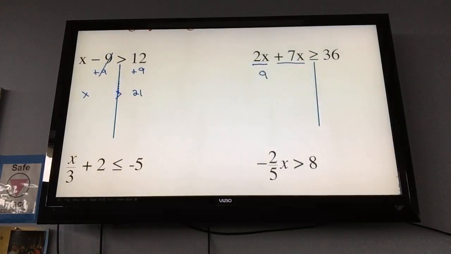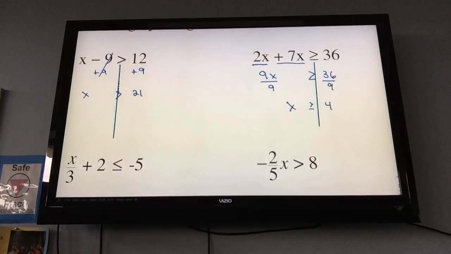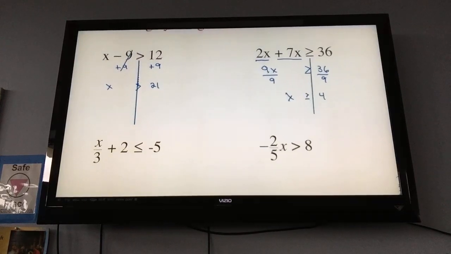2 plus 7, please use a calculator if you are unsure of your adding and subtracting abilities. They're on the same side, just as you read it is how you type it into a calculator. Divide by 9, and x is greater than or equal to 4. So nothing too out of the ordinary yet from what we've been doing all year.